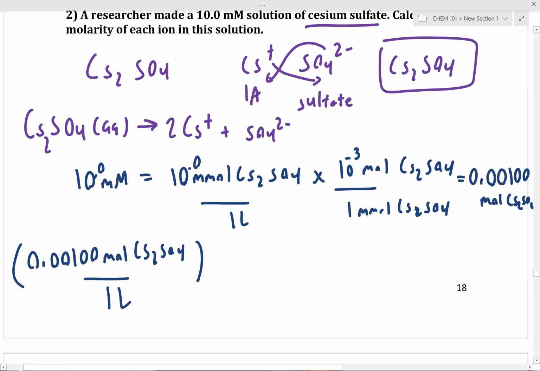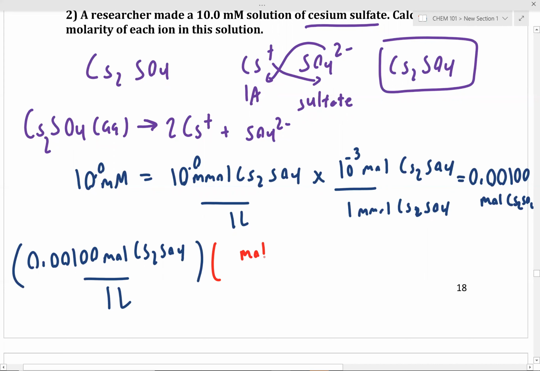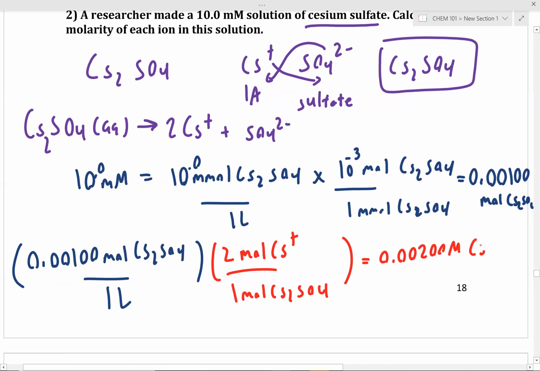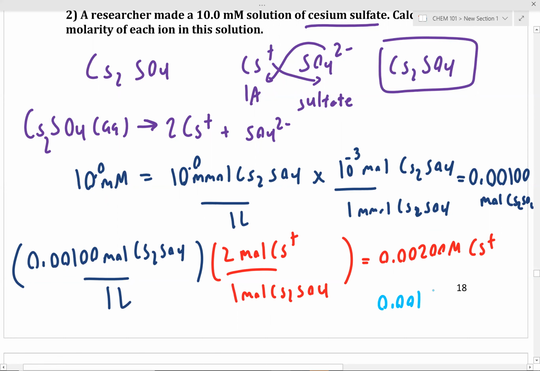And now, can we use our formula ratio to do some mole to mole conversions? Yep, we can. So let's do the first of which. How many moles of Cs+ do we have in 1 mole of cesium sulfate? What's our mole to mole ratio? 2. So then that gives us a 0.00200 molar solution of Cs+. Would someone like to volunteer, since our mole to mole ratio for sulfate is just 1 to 1, what's the molarity of our sulfate solution? Yes, exactly right. Does everyone see why the sulfate concentration is the same as the cesium sulfate concentration? Perfect. Any questions on this example?